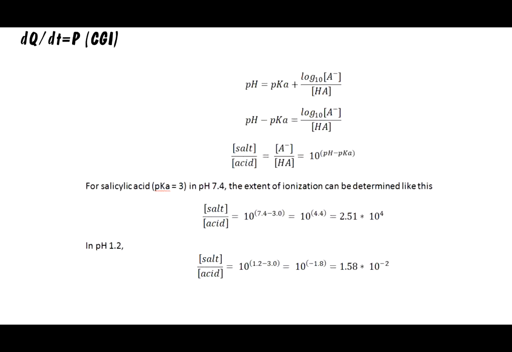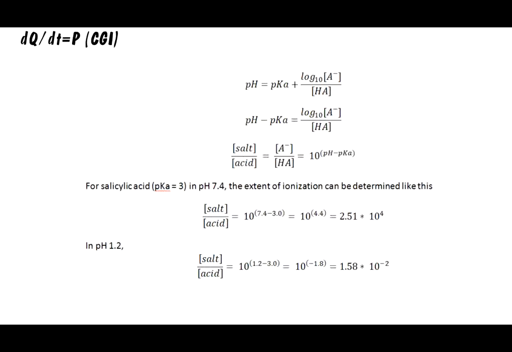For salicylic acid, the pKa is already known, pKa is equal to 3. For example, if we take it at pH 7.4, that is in the blood, the extent of ionization can be determined like this: 10 power 7.4 minus 3 is equal to 10 power 4.4. So the value is 2.51 into 10 power 4. The same salicylic acid, when it is at pH 1.2, that is in the gastric juice, the extent of ionization is 1.58 into 10 power minus 2. So there is a wide range of variation between the extent of ionization at 7.4 and 1.2.